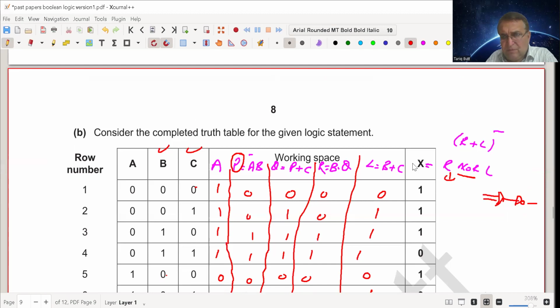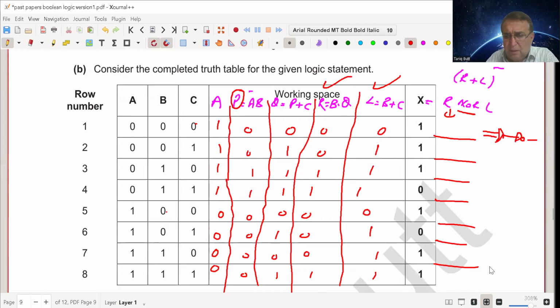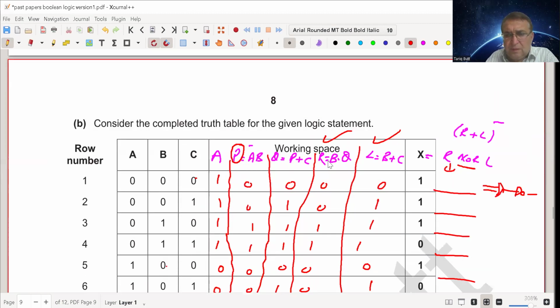Fine. So just draw this R NOR L. First you have R. This is R. Now this time you have to NOR R, which is this, and L, which is this. So you have to NOR these two columns. For NOR, you have to OR them first and then invert them. So let me write down these outputs here. You have to NOR these two columns, R and L.